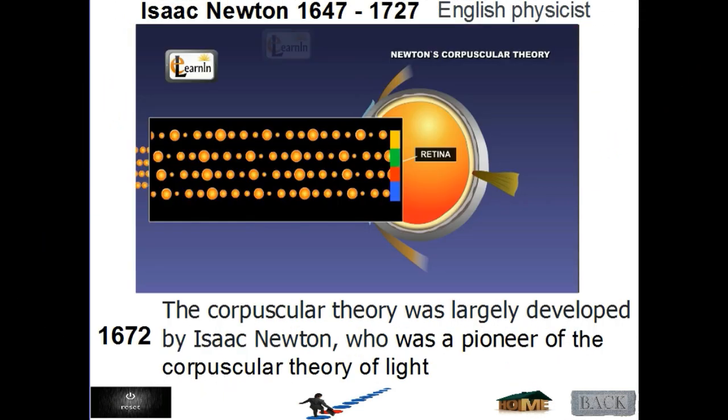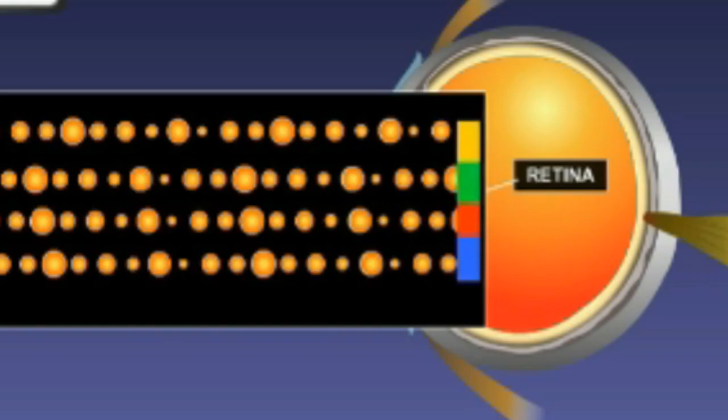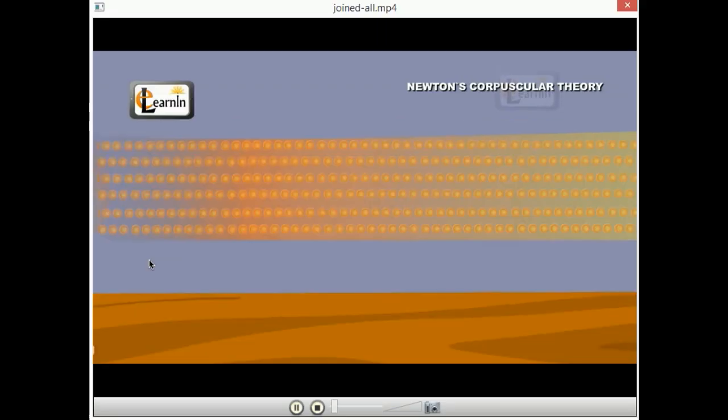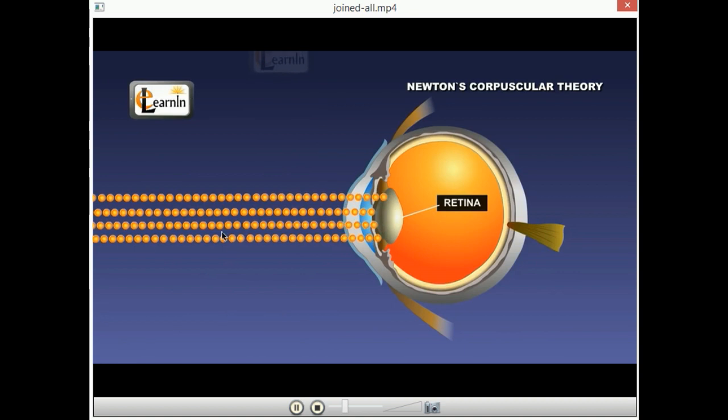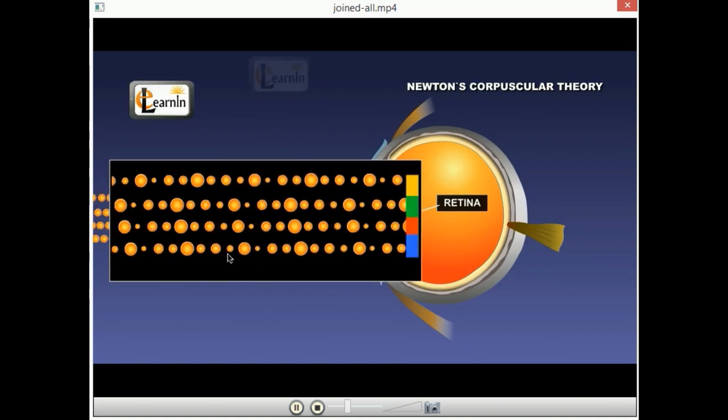In Newton's corpuscular theory, he proposed that light consists of different sizes of particles. And because of the different sizes of these particles, we can see different colors. These are the corpuscles, small particles that give us different colors depending on their sizes.